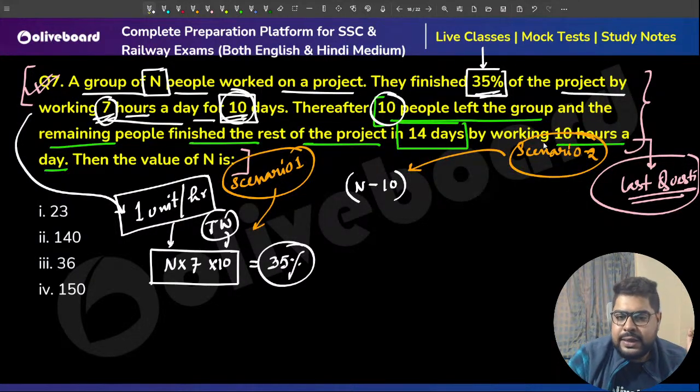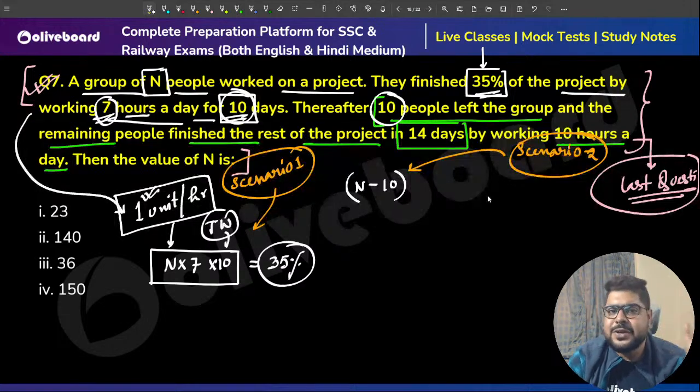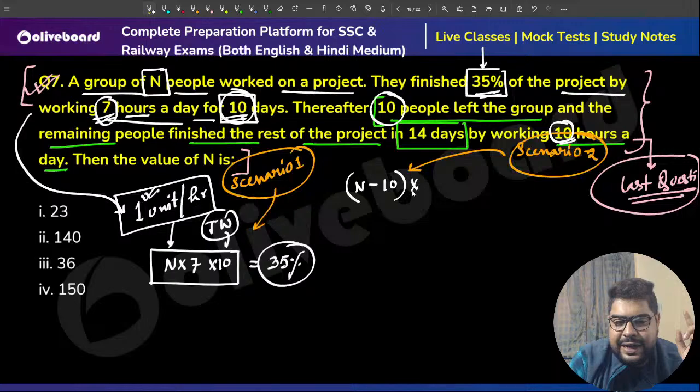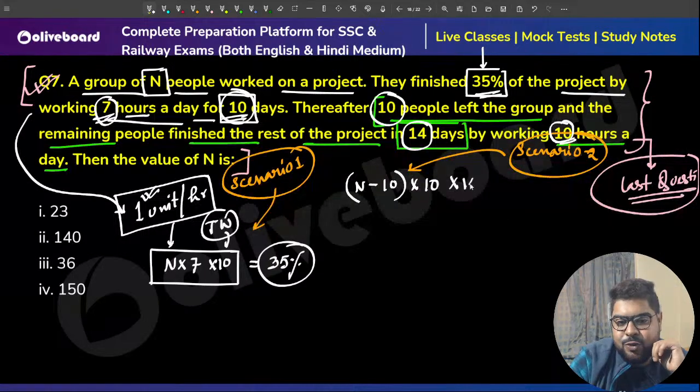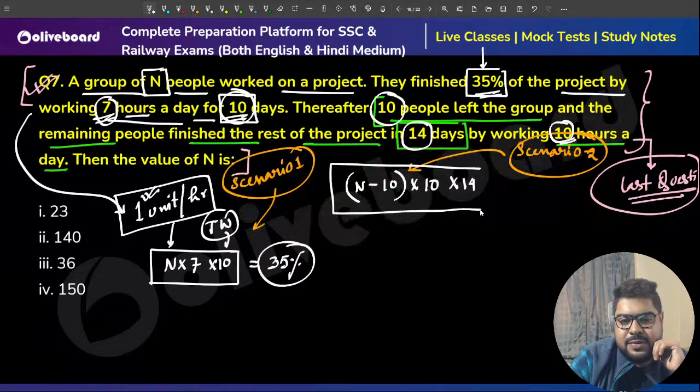Now, they are working. So everyone works 1 unit per hour. So these many people will work these many units per hour, and they are working 10 hours every day. So that means every day they are working these many units. Again, they are working for how many days? They are working for 14 days. So that means into 14, that is your total work.